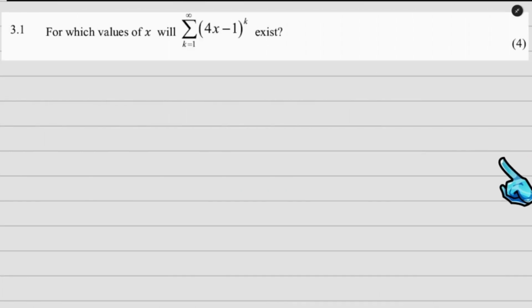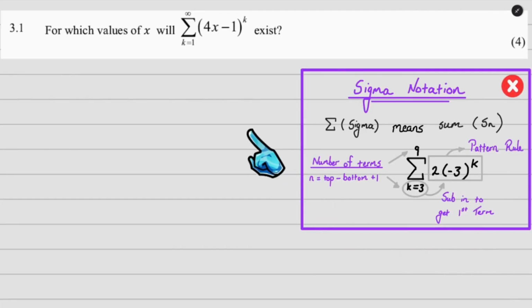Question 3 drops a bit of a sigma notation on our lap. So let's analyze the sigma notation. This sigma over here has an infinity up there, which means it can be a converging pattern depending on the values of x. And that's what they're actually asking here: for which values of x will this thing exist, or will this thing converge?